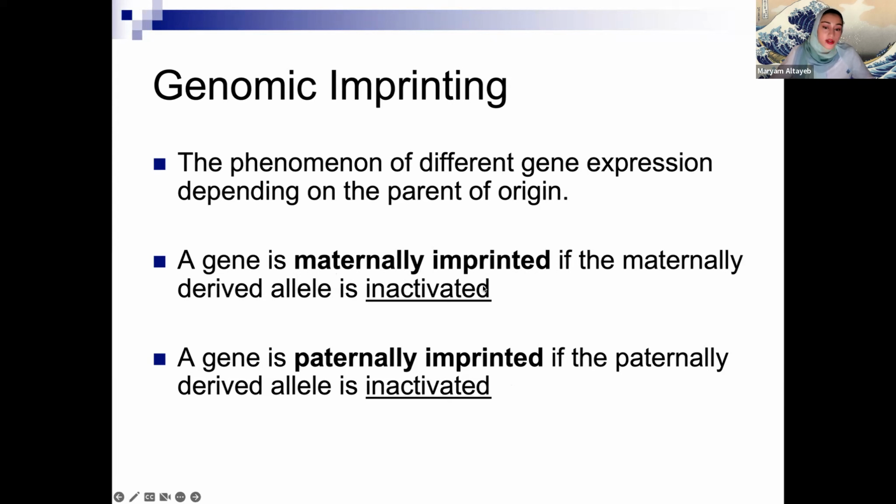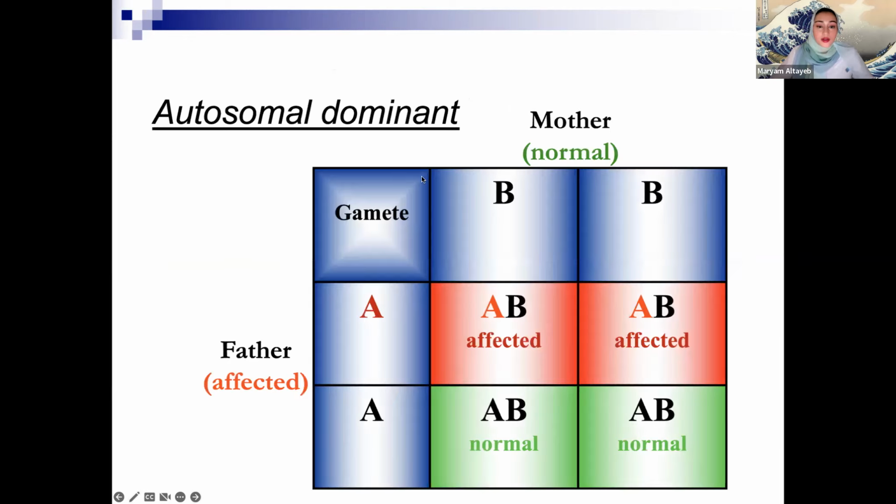Just right now, what to keep in mind is some genes you receive inactivated or imprinted. So maternally imprinted means they're inactive from the mother. Paternally imprinted means they're inactive from the father. We saw the Punnett squares during Hiba's lecture. Here, in this scenario, this is just a normal autosomal dominant Punnett square. The father is affected, meaning he has only one affected allele, which is enough, and the mother is normal, which is shown here by B.